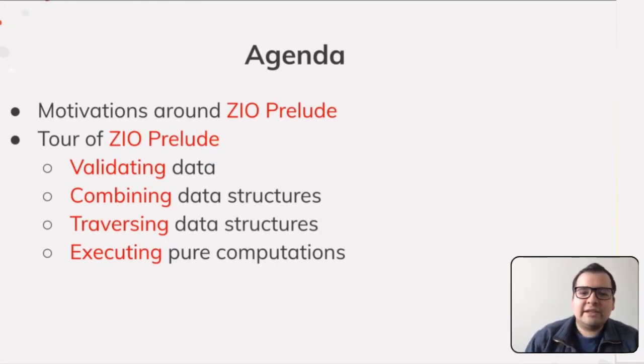So what's the agenda today? First, we're going to talk about the motivations around ZIO Prelude. Then we're going to give a quick tour around the library. We're going to take a look at 4 specific scenarios. The first one, how to validate data using ZIO Prelude. Then how to combine data structures, how to traverse data structures, and how to execute pure computations.